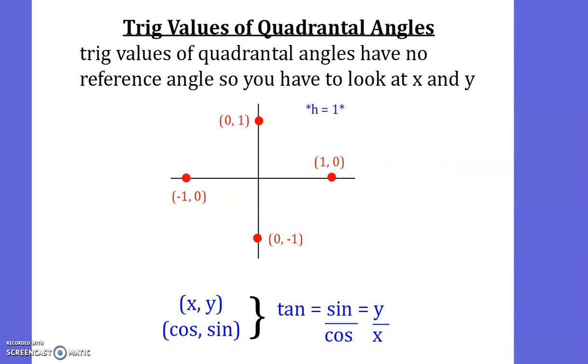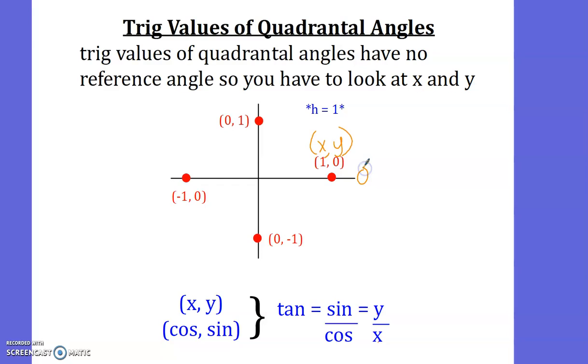Okay, we can then have quadrantal angles. These are angles that fall on the axis. You don't have a reference angle, so here we have to use the different ordered pairs. For these, we are going to be using x and y instead of opposite and adjacent. So we create x comma y. And sine always goes with y and cosine always goes with x.